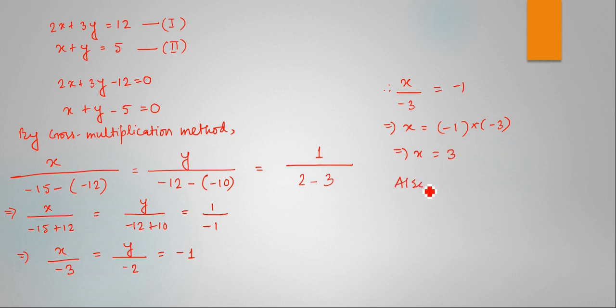Also y by minus 2 equal to minus 1 and y equal to minus 2 into minus 1, that is y equal to 2. So here my answer is x equal to 3 and y equal to 2.